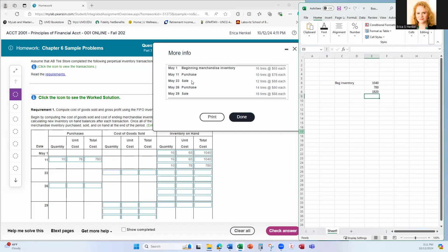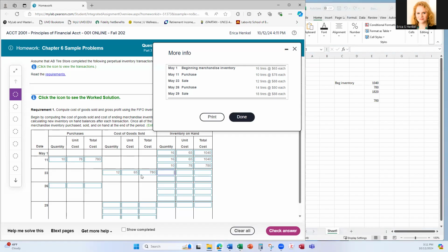Now, next we are going to sell 12 tires, all right? But what unit cost are we assigning? Well, under the first in, first out method, we go to the top to our oldest items here, which we paid $65 for, all right? So first in, first out means the oldest stuff, the stuff that got here first, is the first stuff that we're going to charge to cost of goods sold. So 12 times 65 gives us $780.